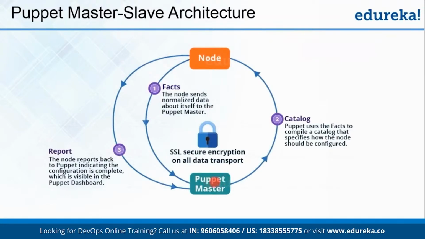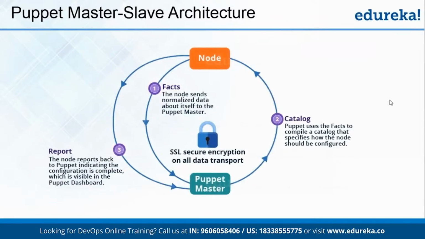So the catalog is compiled by the Puppet master and then it is sent back to the node. And then finally, the slave provides data about how it has implemented that catalog and sends back a report. So basically the node or the agent sends the report back that the configurations are complete, and they can view that in the Puppet dashboard as well. Now the connection between the node or the Puppet agent and the Puppet master happens with the help of SSL, the secure encryption, all right?